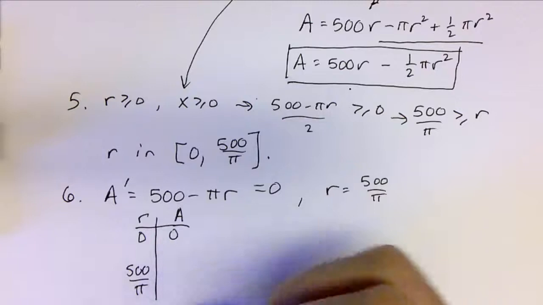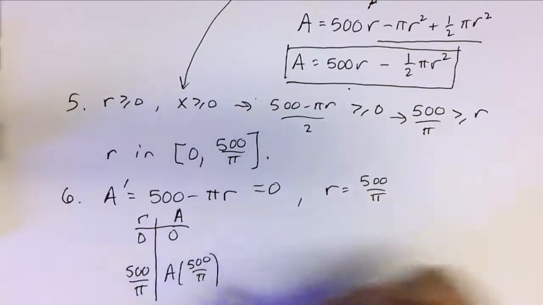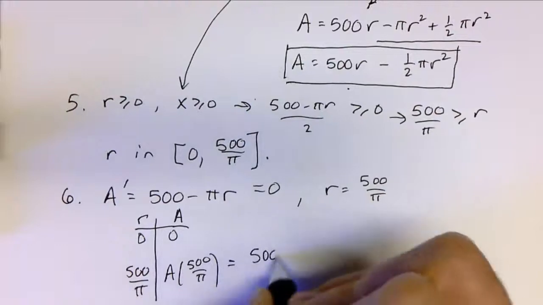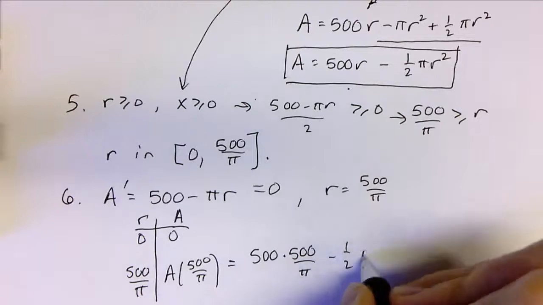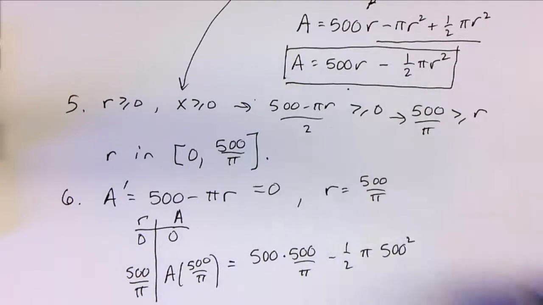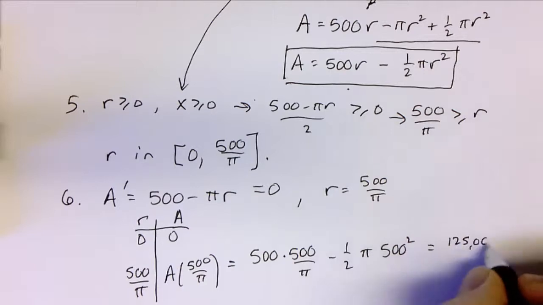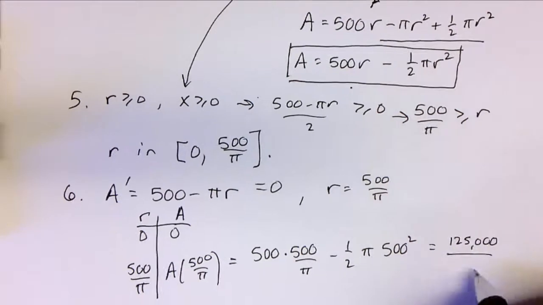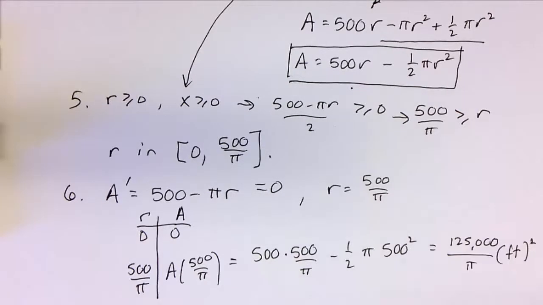And if I put in 500 over pi into my equation, I get 500 times 500 over pi minus 1/2 pi times 500 squared. This is 250,000 over pi minus 125,000 over pi, which is equal to 125,000 divided by pi square feet. And that's the absolute maximum area.